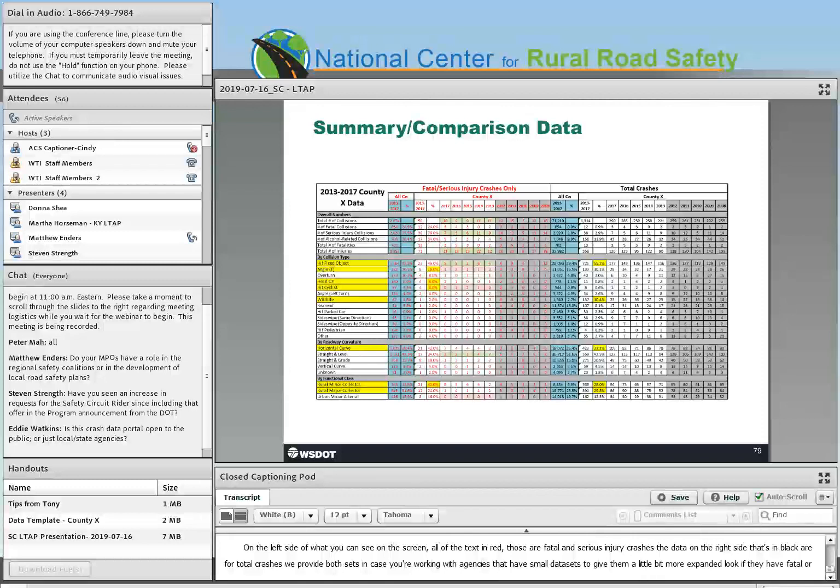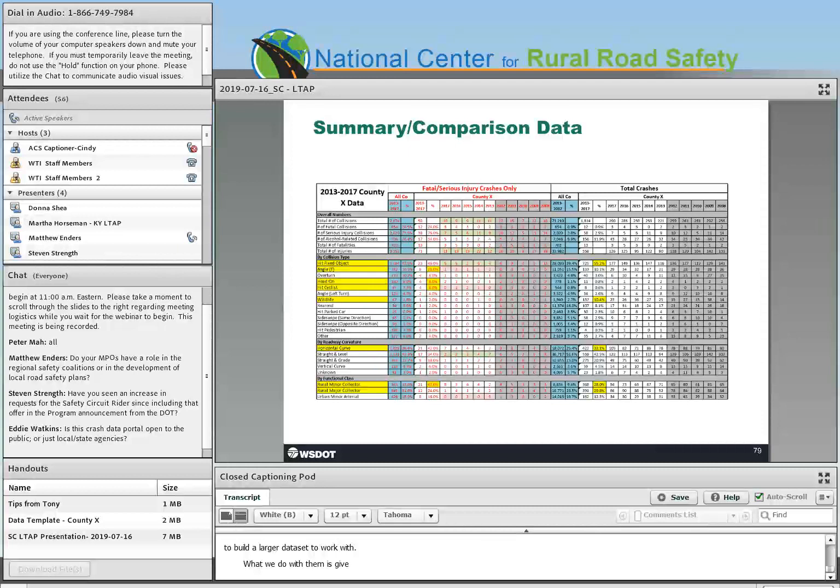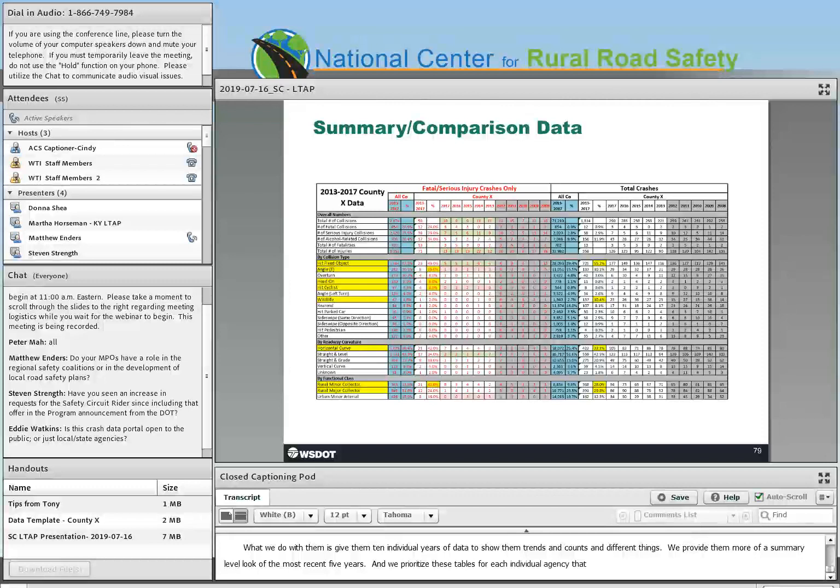We also give them a full 10-year window of data so that, again, if they don't have many crashes, they have a little bit longer time period to look at to build a little larger data set to work with. And what we do with them is give them these 10 individual years of data to show them trends and counts in different things. We provide them more of a summary level look at the most recent 5 years, and we prioritize these tables for each individual agency that gets the data. In the ways that we break down the data, everything is prioritized for that agency by most fatal and serious crashes to least, and then by most total crashes to least. So the same way that we would analyze their data, we're giving it to them to analyze.